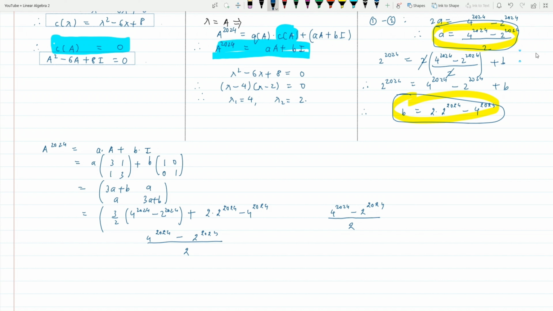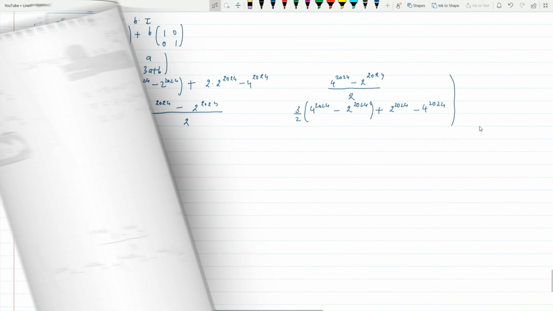And over here again we have 3A plus B, which is 3 by 2 times (4 raised to 2024 minus 2 raised to 2024) plus 2 times (2 raised to 2024 minus 4 raised to 2024). Let us simplify these values.